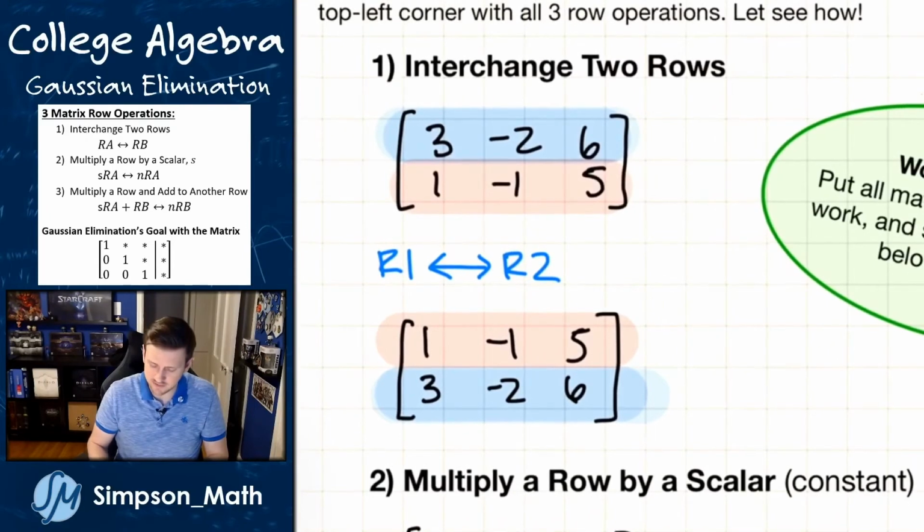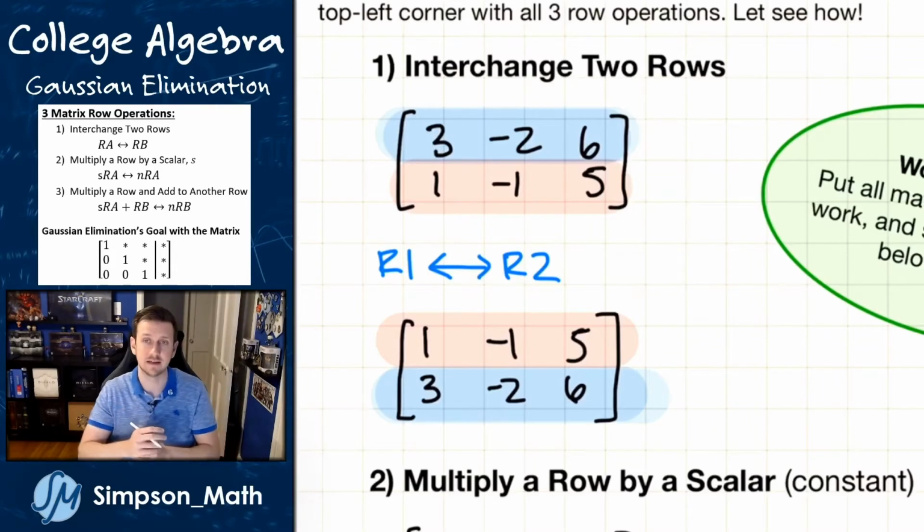So when we do this, we have a notation for this to show your work. We're communicating that this is row 1 and this is row 2, and that we are interchanging their locations, so they are swapping places. All right, so that's our first one, is to interchange 2 rows.